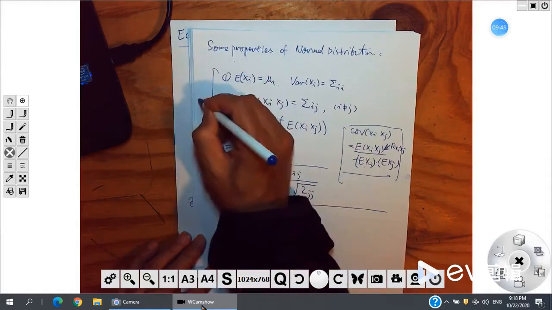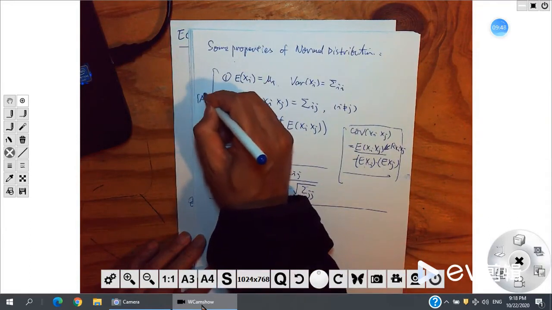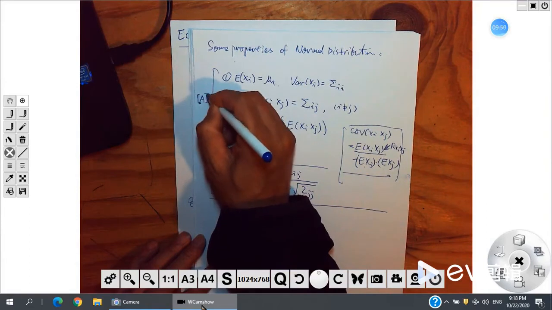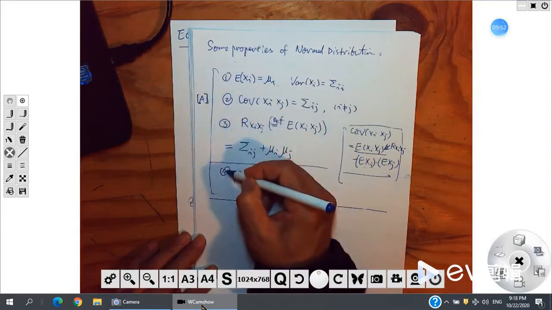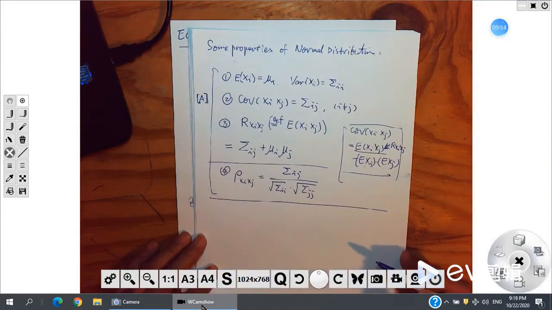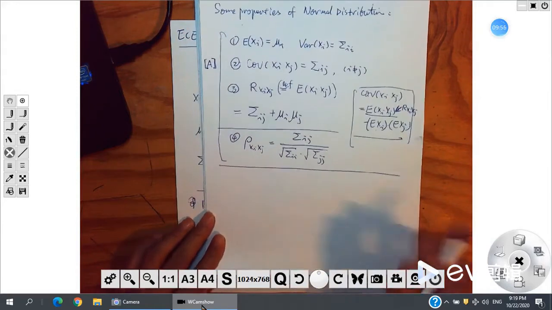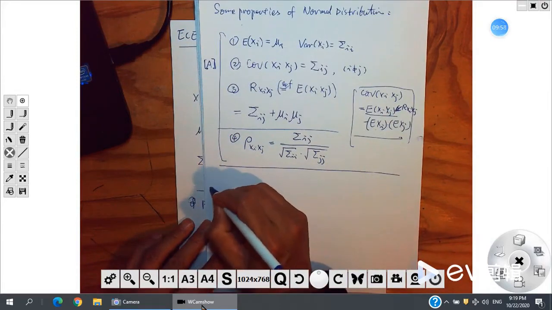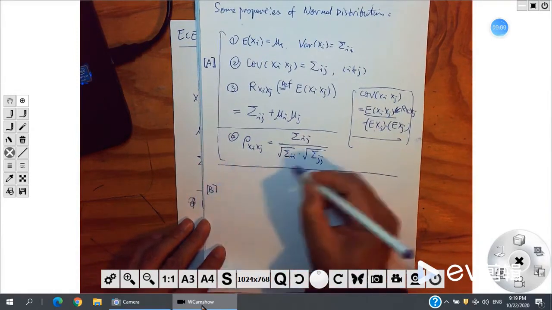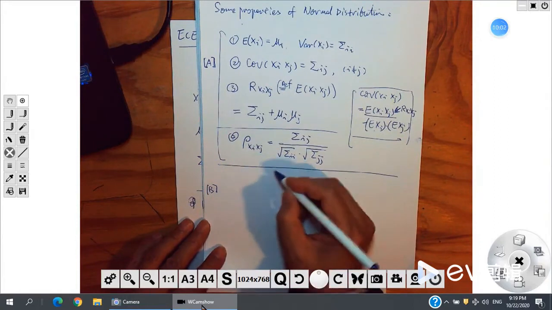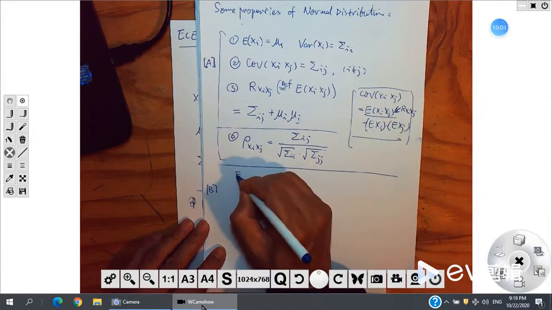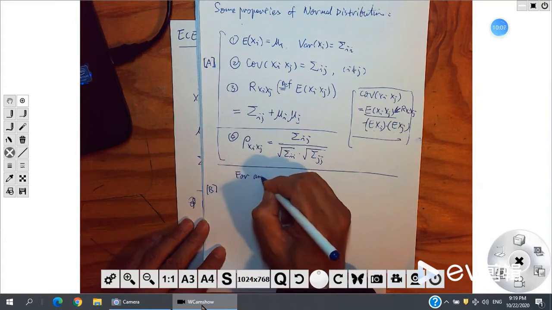I say this is property A. In property A, we have 4 different formulas. And the second part is B. Say it's B. Now say for any numbers.